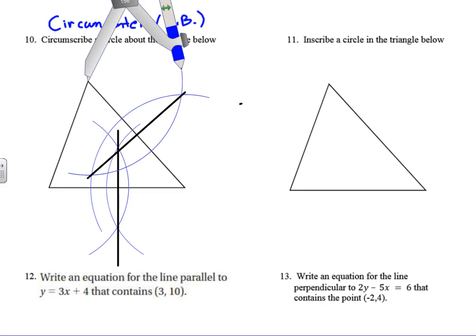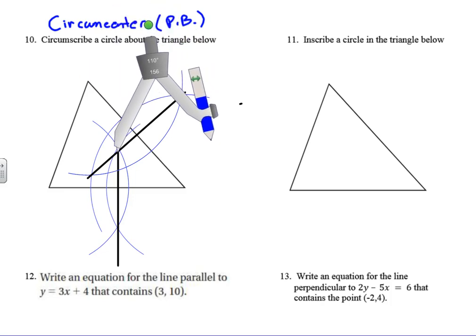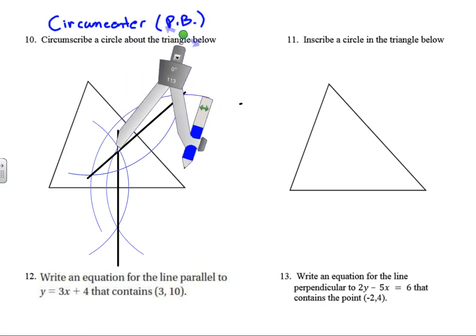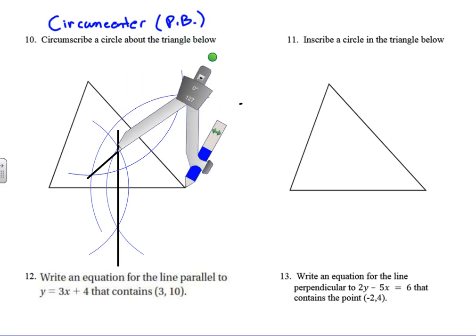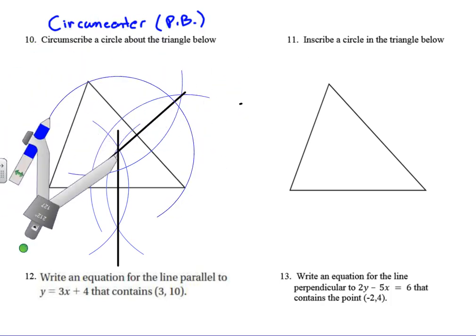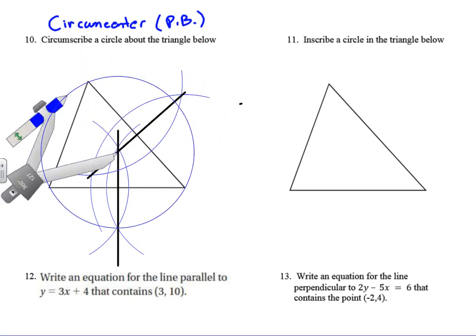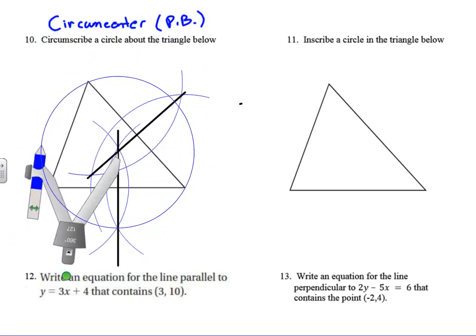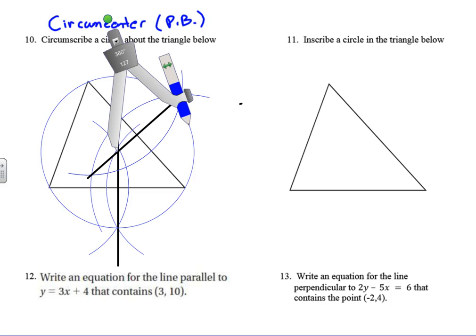Now, the nice thing about a circumcenter is once you get those two, you've got the circumcenter, and now it's a matter of adjusting our compass to touch one of those outside points, and at that point, we're creating a circle that goes around the outside and circumscribes that triangle.